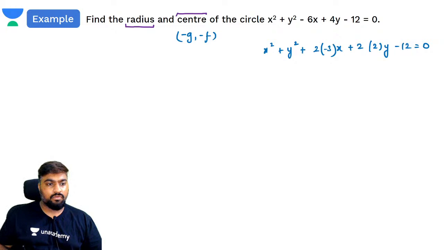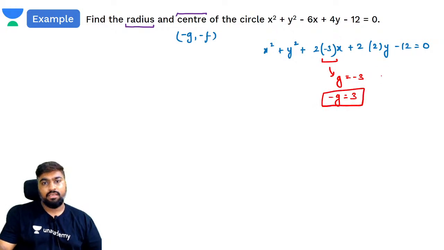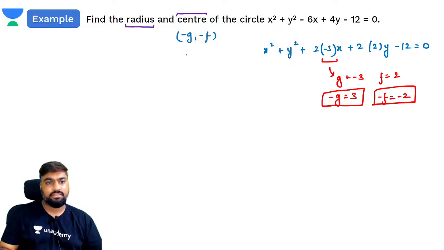So what would be our center? This is g. If g is equal to minus 3, then minus g will be 3. Same way, if f is equal to 2, then minus f is minus 2. So the center is given as minus g comma minus f, which is 3 comma minus 2.